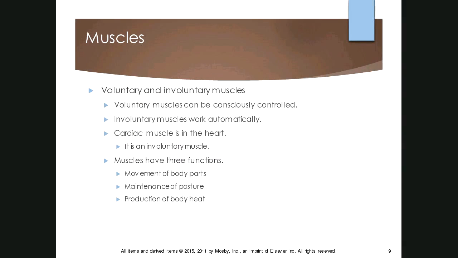Okay, so on to muscles. We have voluntary and involuntary muscles. Voluntary muscles can be consciously controlled. Involuntary muscles, of course, work automatically. So like the cardiac muscle is in the heart, and it is an involuntary muscle. The muscles have three functions, though. They help our body parts move, they maintain our posture, and they help in the production of body heat.